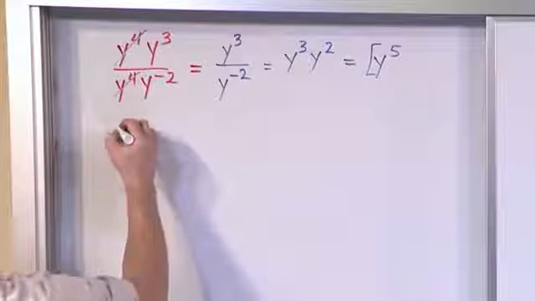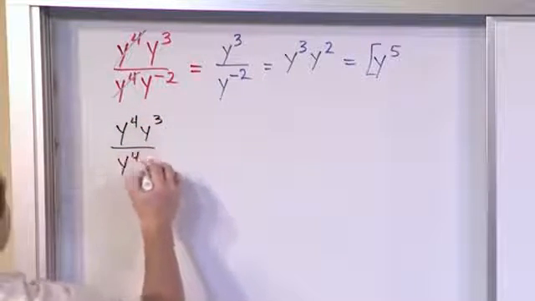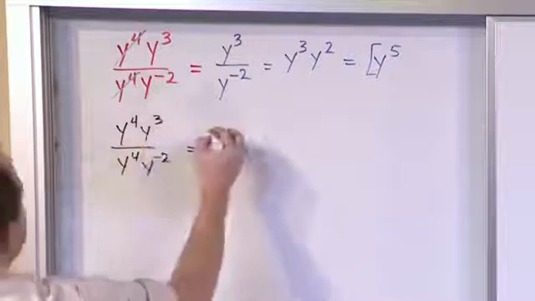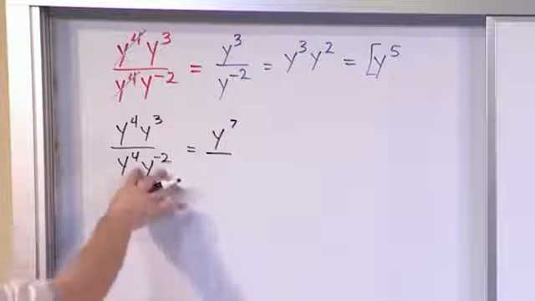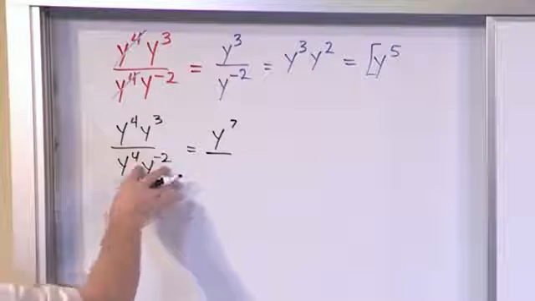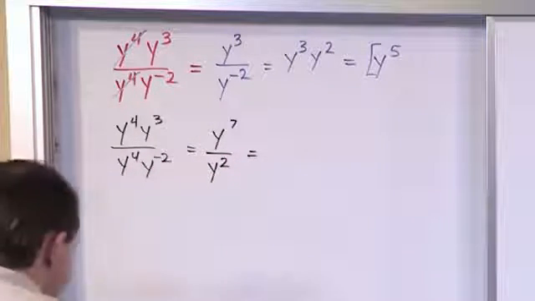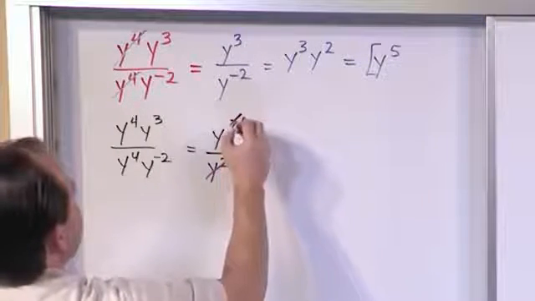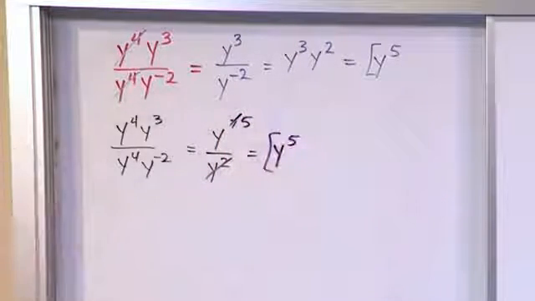Right? So the original problem was y to the 4th, y to the 3rd, over y to the 4th, y to the negative 2. Well, I can combine these exponents in the top, so I add them because they have the same base. So it's y to the 7th. Here I can combine these because I have y's. When I add these numbers, I just get y to the power of 2. And then I look at this and I realize I have 2 y's on the bottom and 7 on the top. So I'm going to have 5 y's left over on the top. And this is the same exact answer that we got to begin with.